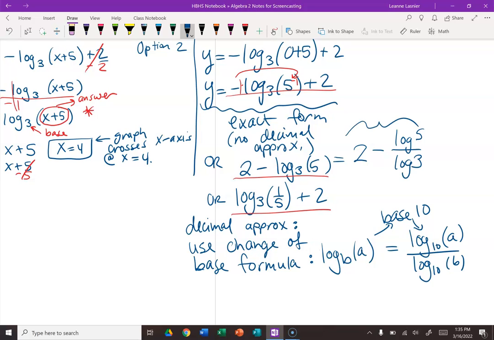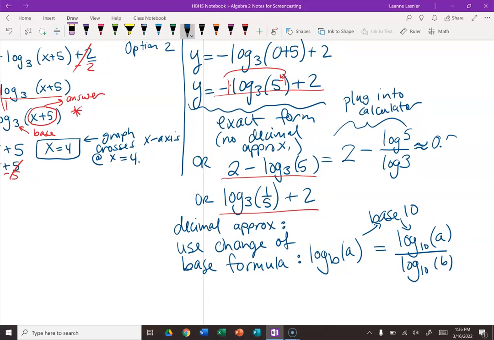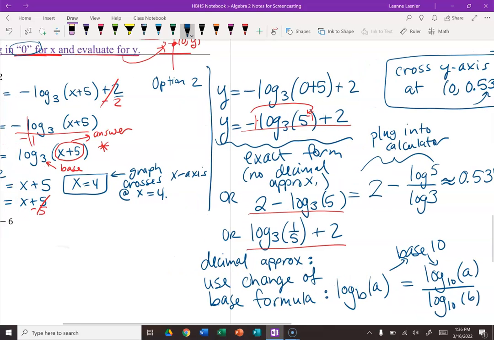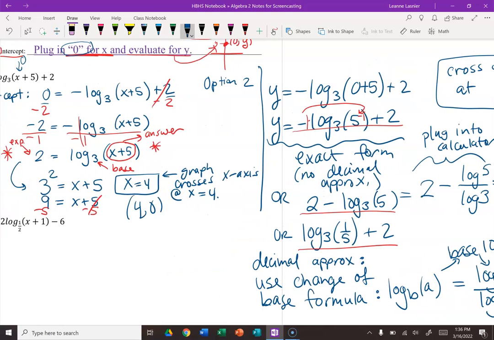I would plug this into a calculator, and that would get me approximately 0.535. That's approximately what that would equal. So that means that on the graph of this function, it would cross the y-axis at the point (0, 0.535). So it crosses the y-axis roughly around 1/2. And I forgot to say over here, for the x-intercept, we should write it as (4, 0). We should always write our intercepts as ordered pairs.